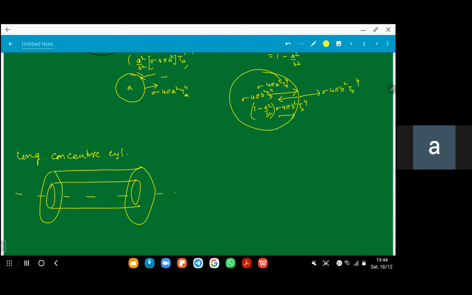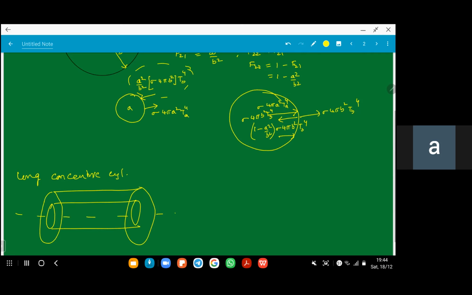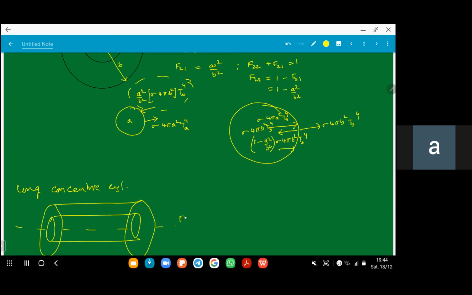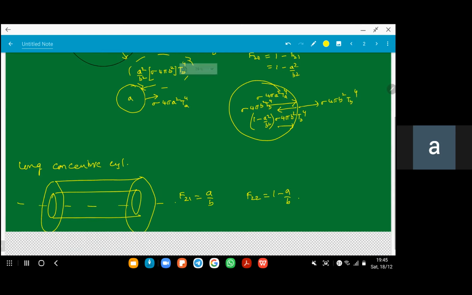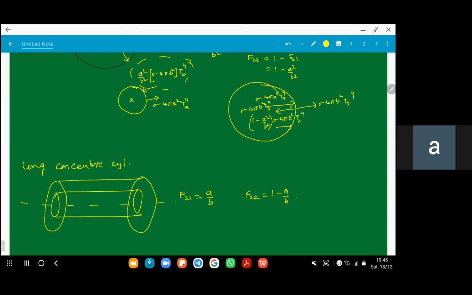in that case, your F21 becomes A by B simply, because the area is 2 pi AL. Likewise, similarly, F22 becomes 1 minus A by B. Remember, this is for cylinder. And that is the topic of a view factor.